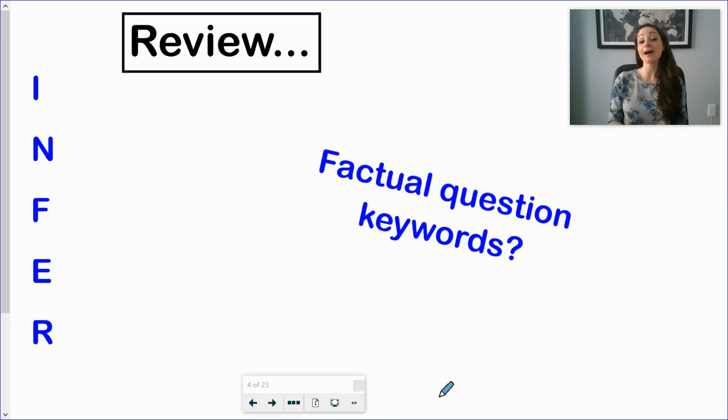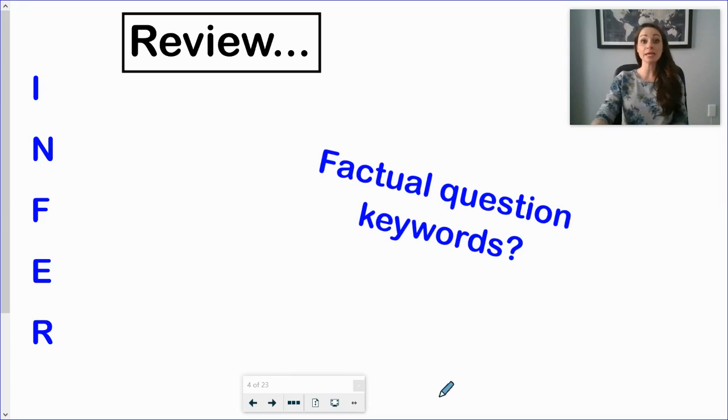Now you know that we have possible factual question keywords. And we do say possible because it's not always going to be a factual question if it has a who, what, where, when, why, or how. But usually we know those WH questions are associated with factual questions. One thing we have to be careful of is to make sure that the question is asking us something that is right there in the passage. Make sure it's not asking you a future or predicting question.